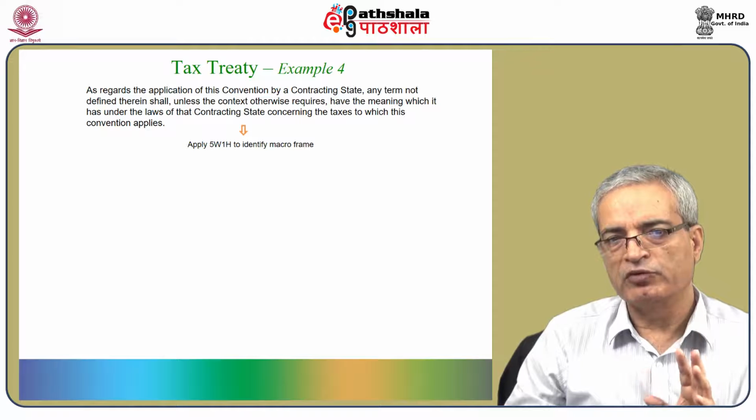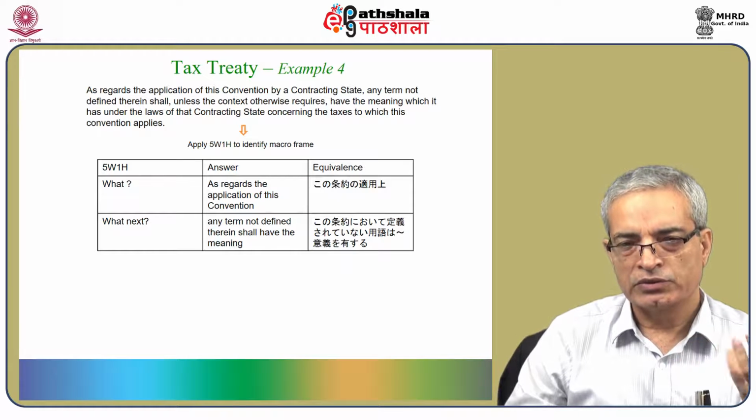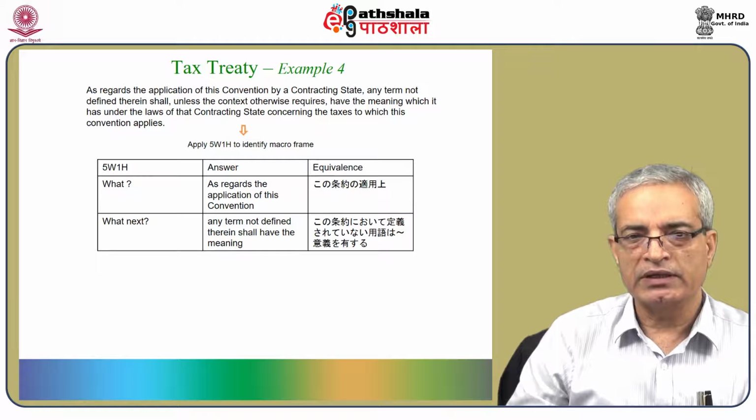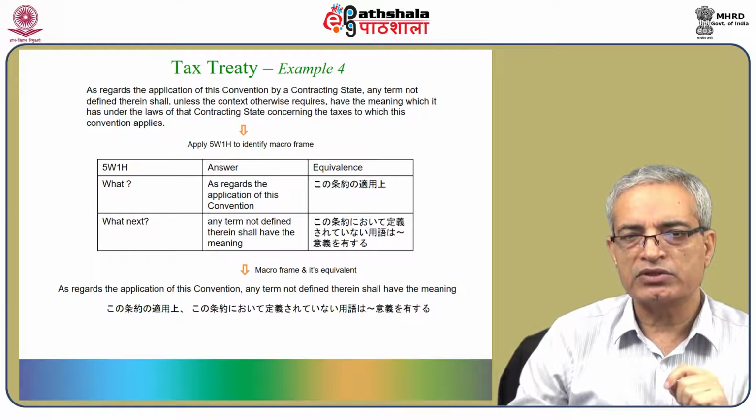Let's apply 5W1H. Not my job to do tax treaty or tax business. So let's try to understand it in a logical manner. What are we talking about? What? As regards the application of this convention.